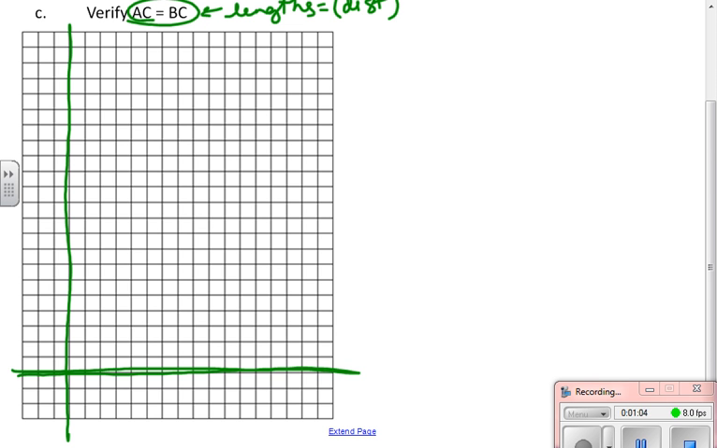So A is at 2, 6. 1, 2, 3, 4, 5, 6. Here's A at 2, 6. And I do like to put the coordinates on the picture because it makes it a little easier for me. B is at 8, 2. 2, 3, 4, 5, 6, 7, 8, 2. So here's B at 8, 2. And C is at 11, 13. So here's 8, 9, 10, 11. 1, 2, 3, 4, 5, 6, 7, 8, 9, 10, 11, 12, 13.